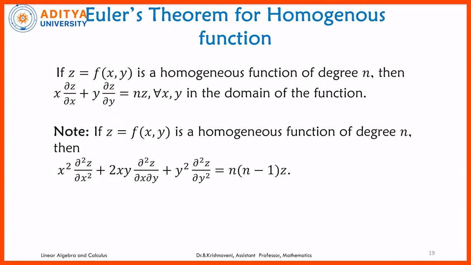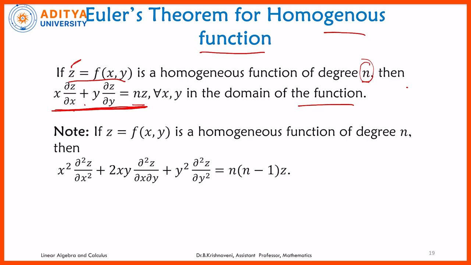So now let's state Euler's theorem for homogeneous functions. Let us consider z = f(x, y), which is a homogeneous function of degree n. Then x ∂z/∂x + y ∂z/∂y is equal to nz for every (x, y) in the domain of the function. Here z will be a homogeneous function of degree n, and it needs to satisfy this for every (x, y) in the given domain. That we call Euler's theorem.